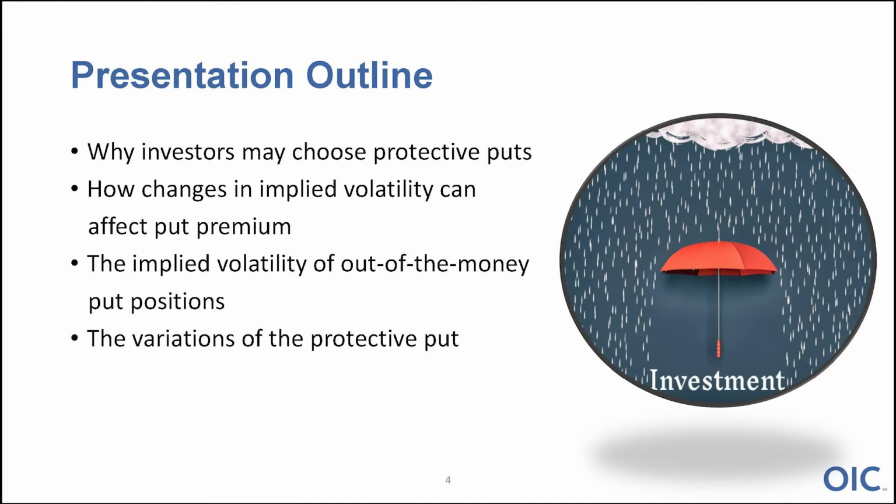All right, well, here's today's presentation outline. We're going to be looking at why investors choose protective puts. Then we're going to look at how implied volatility can affect the value of those put premiums, as well as the implied volatility of out-of-the-money put positions. Then we'll look at some basic examples of the protective put, and then we'll get into some variations of the protective put, things you can do to structure the put so you have that protection, but it doesn't cost you as much.